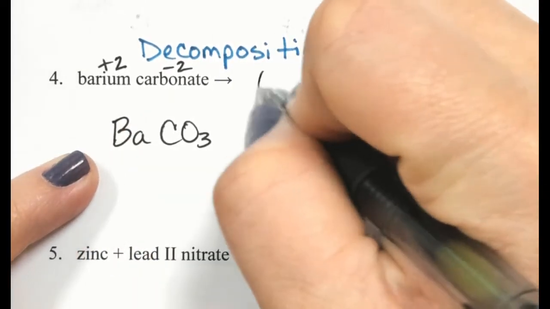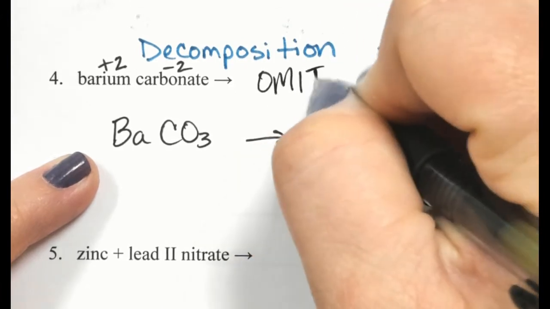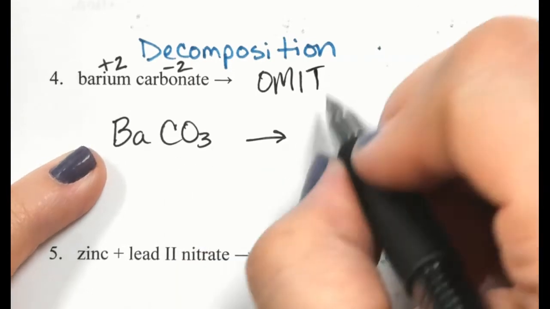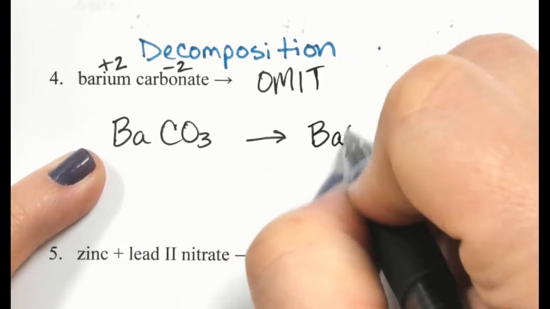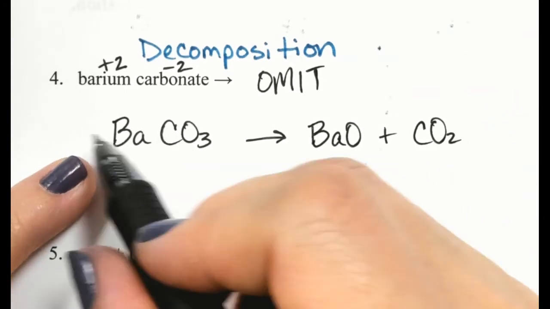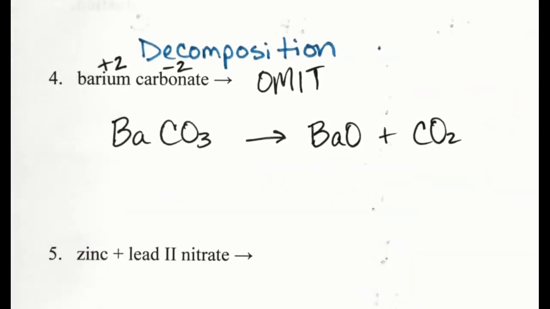This would be a problem that you would omit because we do not know the rules for decomposing a carbonate compound. Though technically, if someone else is watching, it's barium oxide and CO2 would end up being your products, and then this is already balanced with a 1:1:1 ratio. But we'll move on to number 5 now.